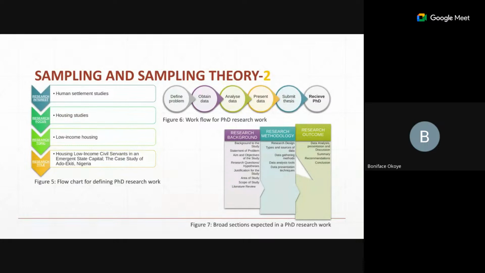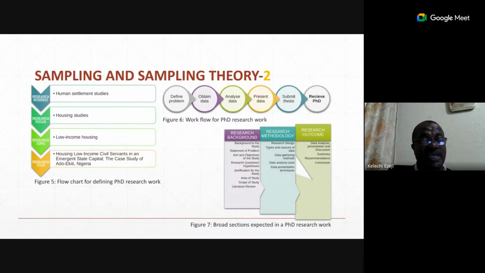Then your chapter 3, which is a major part of your work as well, is what is called research methodology. You will describe your research design. You'll talk about your data. Research methodology has three sections: data gathering, data analysis, data presentation. This is the heart of what we're going to talk about here, the statistical logic, which is about sampling and sampling theory. How you've designed the entire project, and how you're going to go and carry out your work. Chapter 3, how you will do what you said you are going to do. Chapter 1, what you say you're going to do.